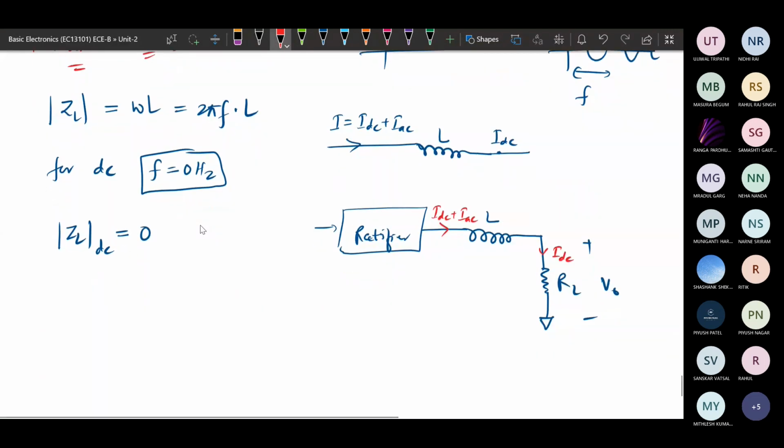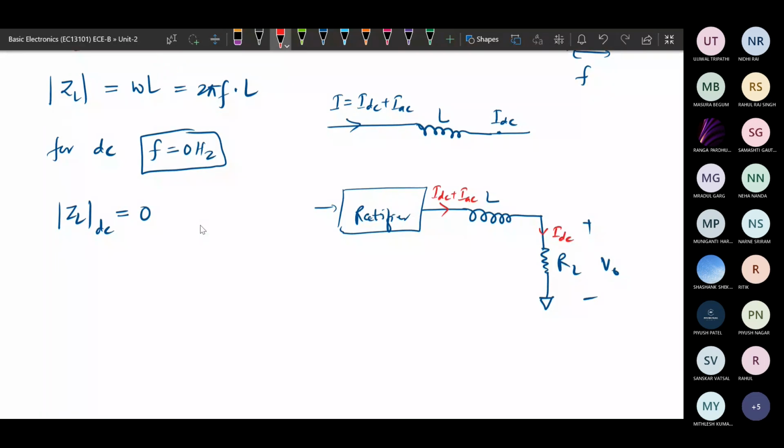From there we can say that for DC the resistance offered will be 0. Similarly for AC, the frequency will not be equal to 0, so this ZL will be some finite value for the AC component.